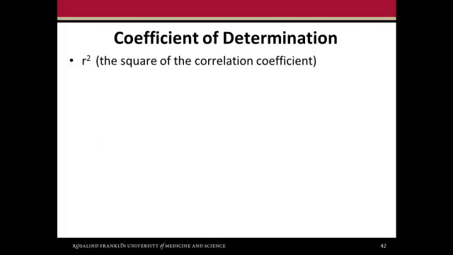The coefficient of determination is R², and it is actually the square of the correlation coefficient. So the Pearson correlation coefficient is R. R² is the coefficient of determination. It ranges between 0 and 1. Remember, for a correlation coefficient, it can go from -1 to +1. So if you square that, it's only going to go between 0 and 1.